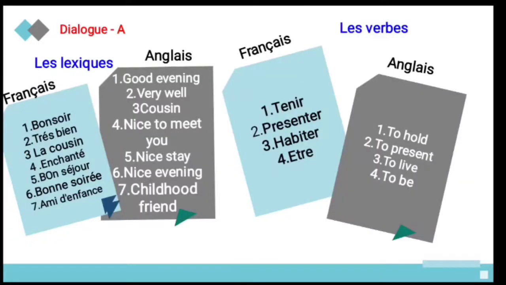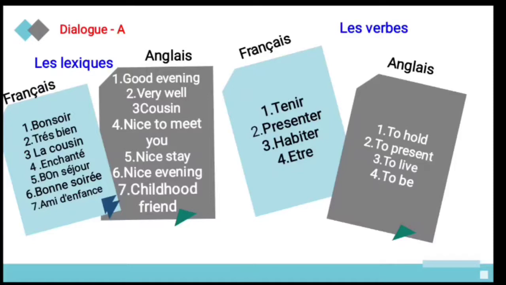So in this dialogue A, some lexique, that means vocabulary, and some verbs are there. So let's see the lexique first. Lexique means vocabulary which is based on the dialogue A. So one is bonsoir, français, it's French, and anglais is English. So bonsoir means good evening. Très bien, very well. La cousine means cousin. Enchanté, it's nice to meet you. Bon séjour, a nice stay. Bonne soirée, nice evening. And ami d'enfance, it means a childhood friend.